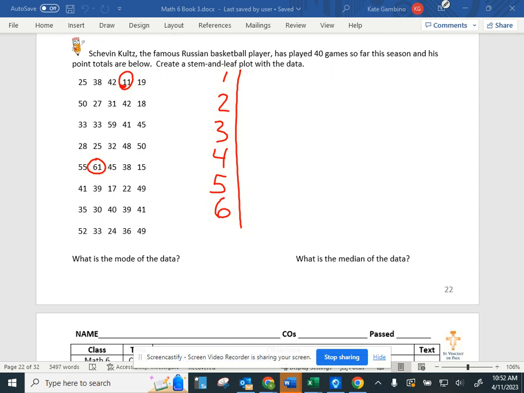Okay. So here is what you do. I'm going to get us started. The way that I did it was I went through and I did each of my stems first. And I said, okay, I'm going to take any that have a 1 in the tens place, and I'm going to put my leaf there. So that's 11. Do I have any others? There's a 15. So I have a 1 in my stem and a 5 as my leaf. 17. I have a 1 as my stem and a 7 as my leaf.